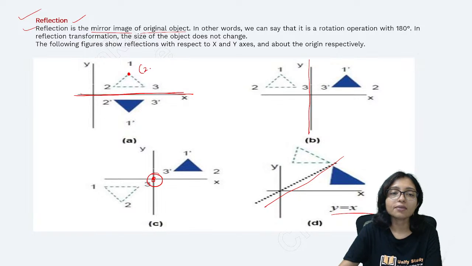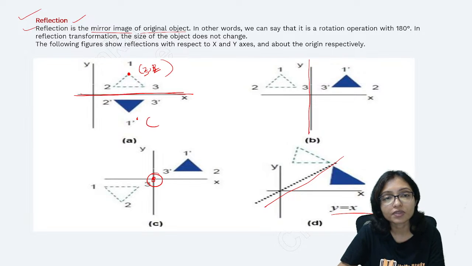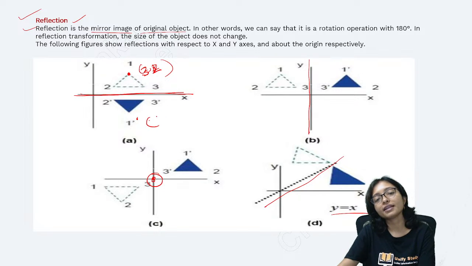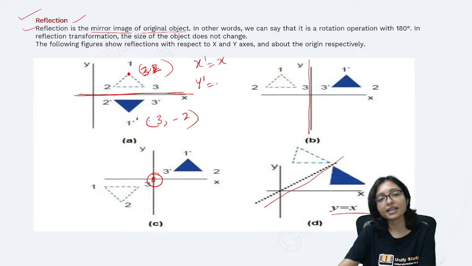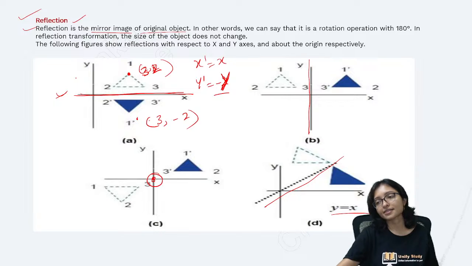Whatever value is there, maybe this value is 3, 2. Then what will be the opposite value? If this is 3, 2, then the opposite value will definitely be 3, minus 2. Means x dash is as it is, and y dash is changed to minus y whenever I am reflecting according to the x axis. Whenever I am reflecting according to the y axis, what will happen?